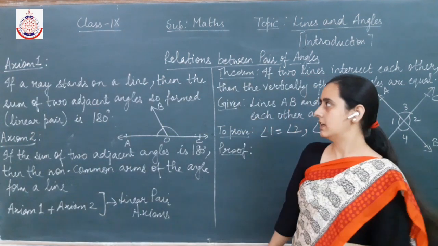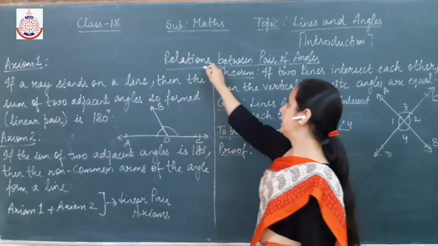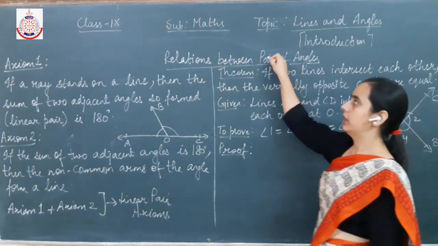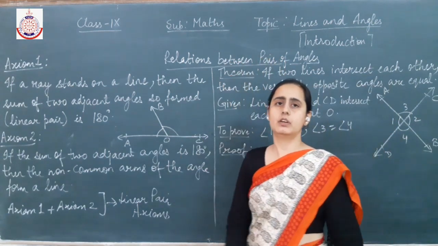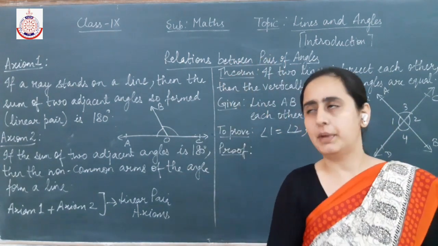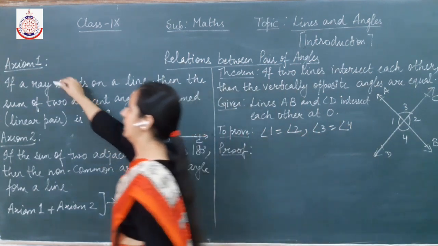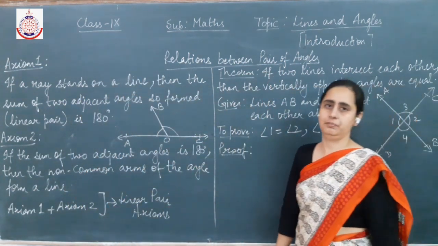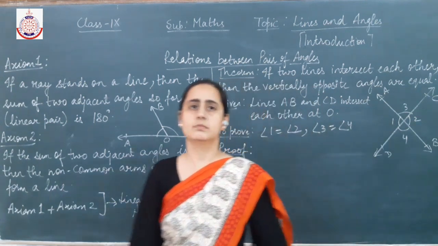Okay, now next I am going to discuss the relations between pairs of angles. Before going into detail on this topic, let me make clear the meaning of the words I have used: axiom, and here I have used the word theorem. Now what is an axiom?